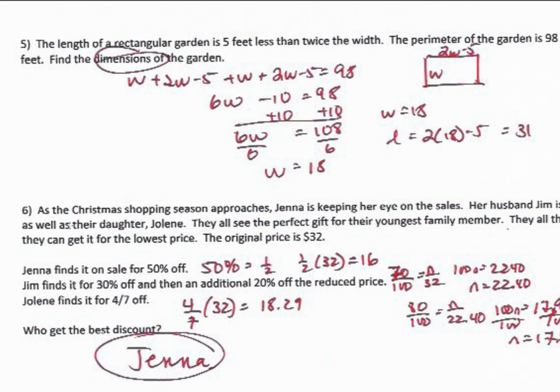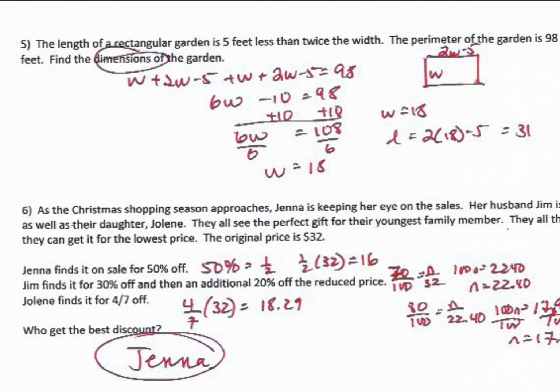Okay, next up, number 6. Going shopping again. Jenna, her husband Jim, and the daughter Jolene. Jolene. Dolly Parton, if you don't know that. They all see the perfect gift for the youngest family member, and they all think they can get it for the lowest price. Okay, so I actually made a mistake on this one.